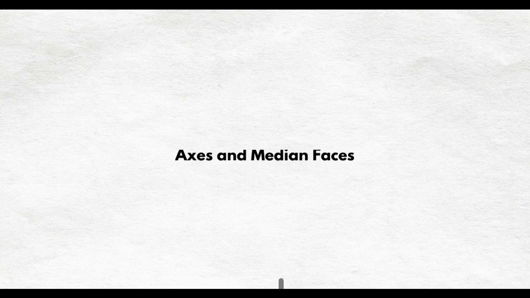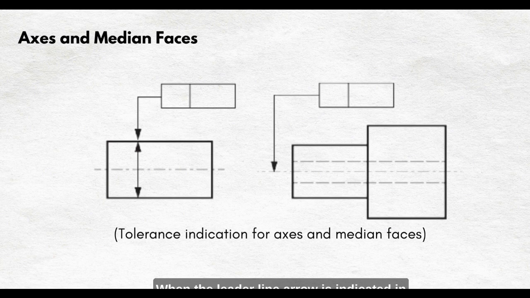Axis and median faces. When the leader line arrow is indicated in line with the dimension line, the geometrical tolerance applies to the axis or median face. The form deviations of the generator lines or surfaces can vary and may have larger deviations in terms of straightness or flatness. When the leader line arrow is indicated on the center line in the drawing, the geometrical tolerance applies to all axes or median faces represented by that center line.